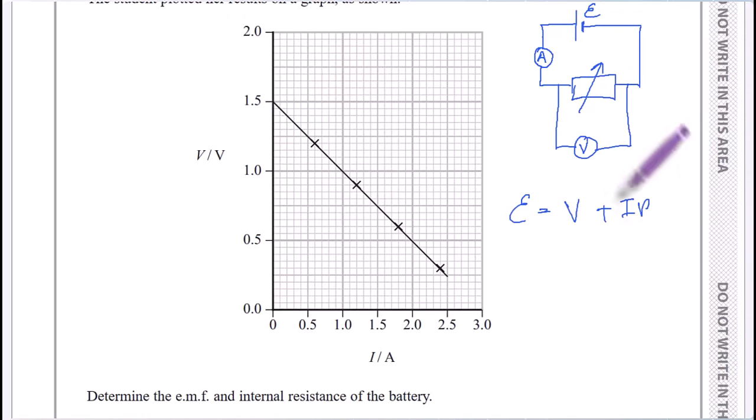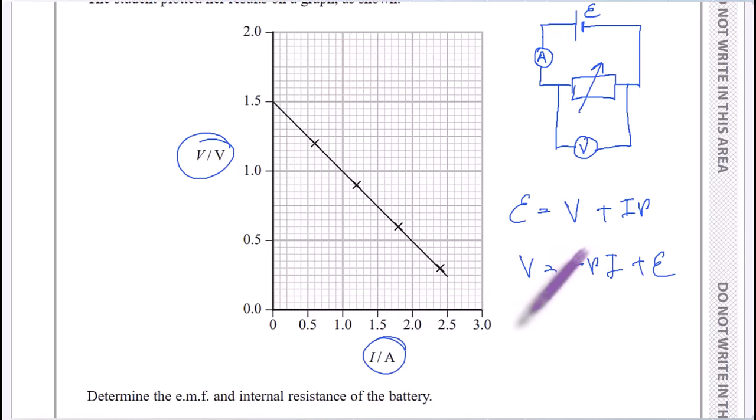So let's do some rearrangement. V equals minus r I plus EMF. The reason I'm writing this equation in this format is so that it matches this form, y equals mx plus c. Check this out. When you have a graph of PD against I, the negative of the gradient gives the internal resistance and the y-intercept gives the EMF.